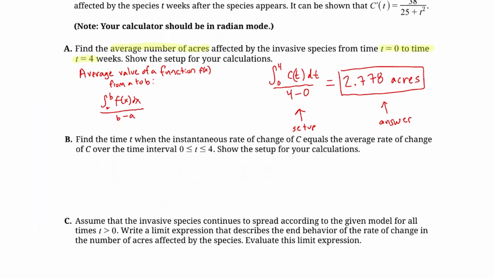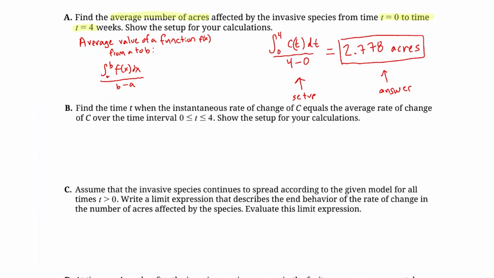Part B says find the time t when the instantaneous rate of change of c equals the average rate of change of c over the time interval 0 to 4. Show the setup for your calculations. So let's break this down. We want the value t when the instantaneous rate of change equals the average rate of change. So let's write that out.